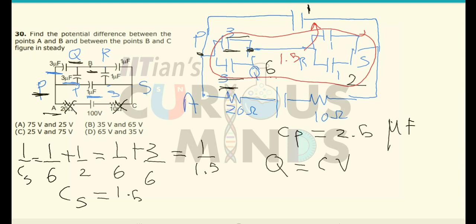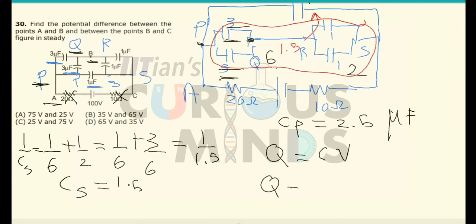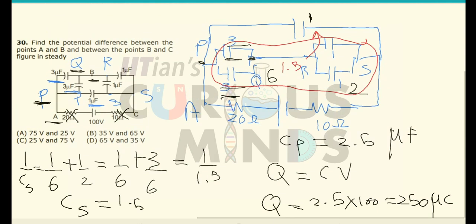So over here I can say that Q is equal to CV. The total capacitance over here is equal to 2.5 and the voltage over here is equal to 100. So basically the total charge will be equal to 250 microcoulomb. Now the resultant of this entire section was 2 and the upward is 1.